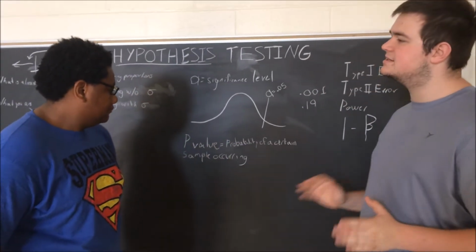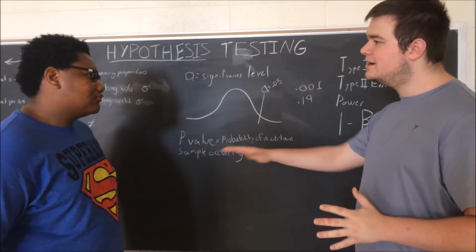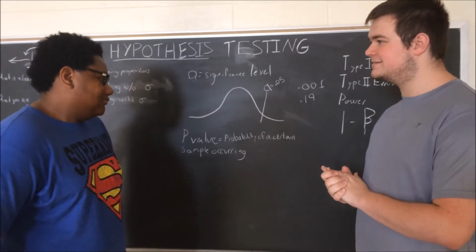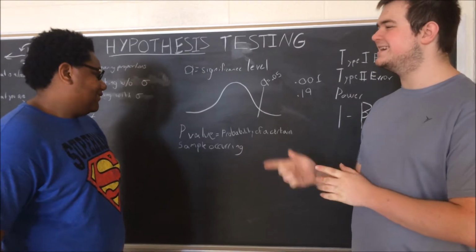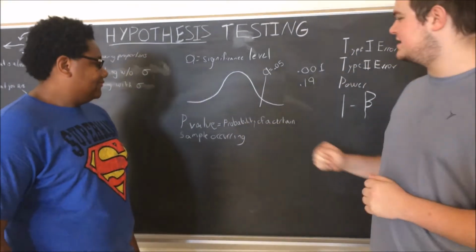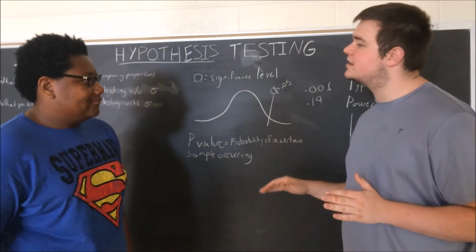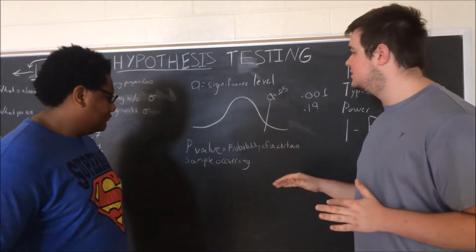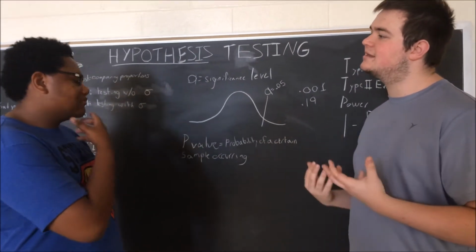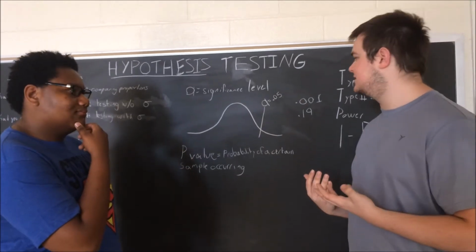Now, the p-value is another thing that I've been talking about. What do you think a p-value is? P. Diddy. Close enough. Here's what a p-value is. The p-value is the probability of a certain sample occurring when the given parameter is true. So we use this and we calculate this using our calculators.